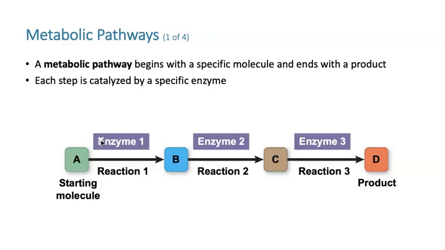So to get from A to B, we need a specific enzyme, which we're calling enzyme 1, and that's going to do reaction 1. To go from B to C, we need a different enzyme, and to go from C to D, we need a third enzyme. So all of those are little steps along the way of a metabolic pathway.